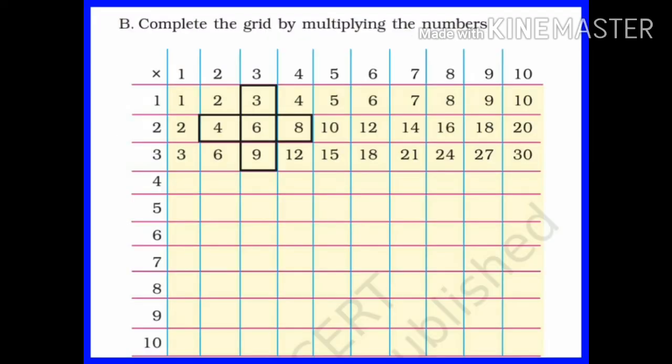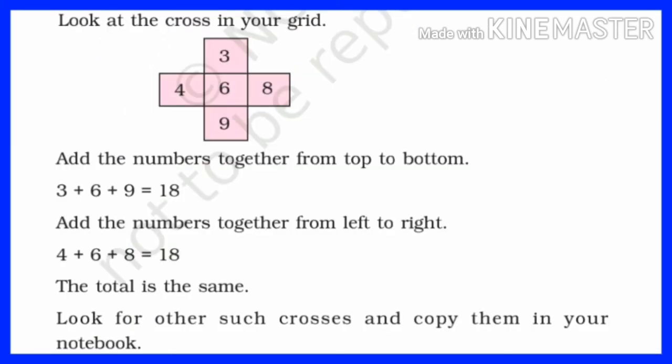Our next topic is complete the grid by multiplying the numbers. Children, here a small grid is given where you have to write the table from 1 till 10 and fill the grid. Once you fill the grid, a question is given below it. Look at the cross in your grid. You can see here in a cross where the numbers are 3, 4, 6, 8 and 9.